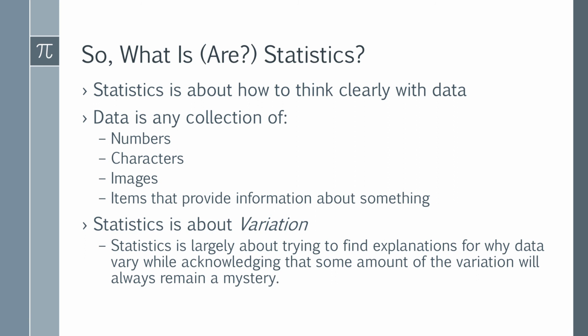Statistics is about variation. So it's largely about how to explain why data vary. Some variation we can explain, some variation we can't explain. And later in the book, we're going to talk about how to control variation. And that's going to be important when we start talking about experiments. How do we control variation so that we're really only measuring what we want to measure and we're not allowing any outside forces to come in there and skew or impact our results?